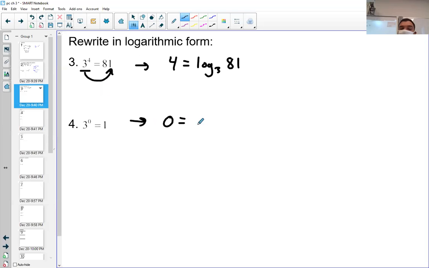The other one, 0 equals log base 3 of 1, which is just a mirror of what we did on the previous page. You could handle it. As you said multiple times, we've done this every year.